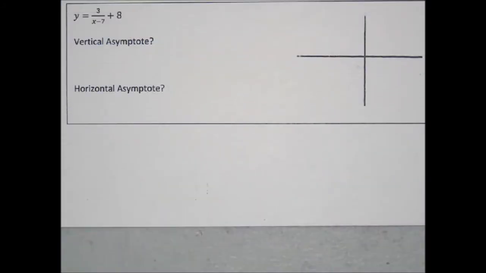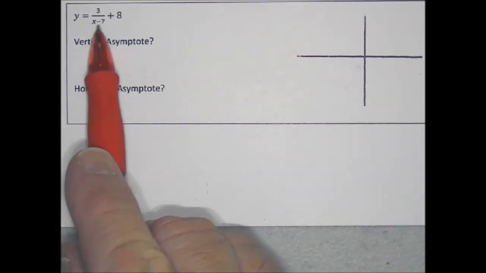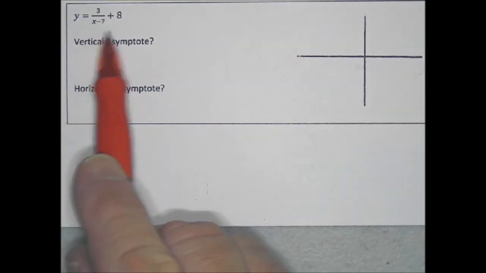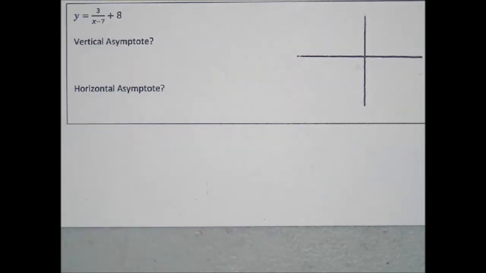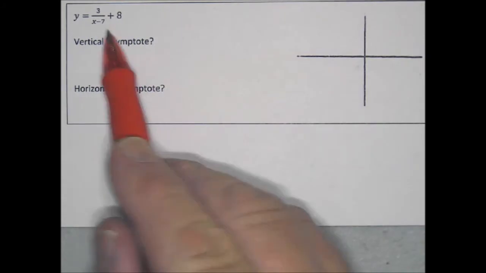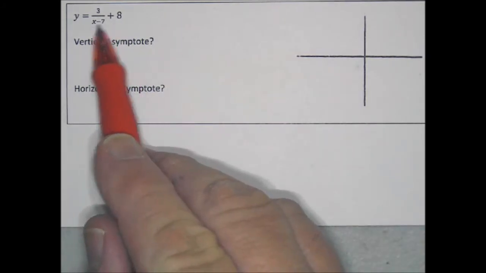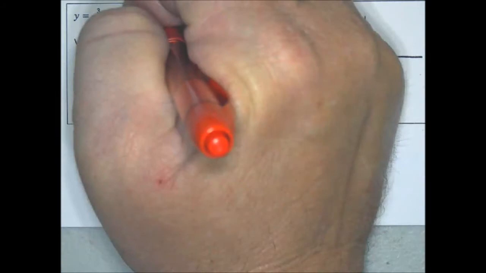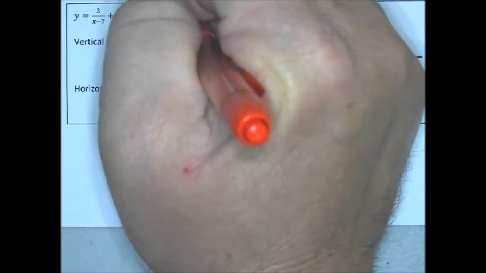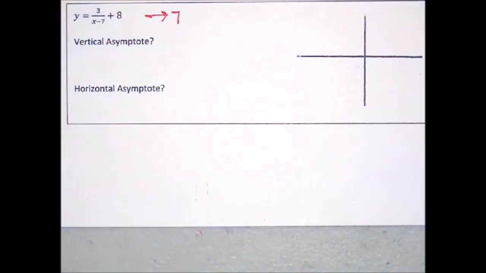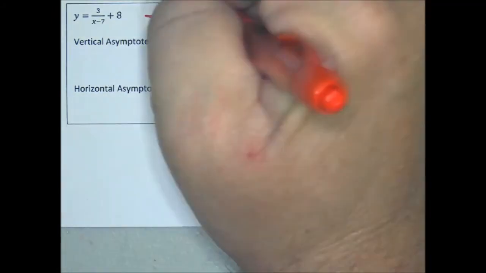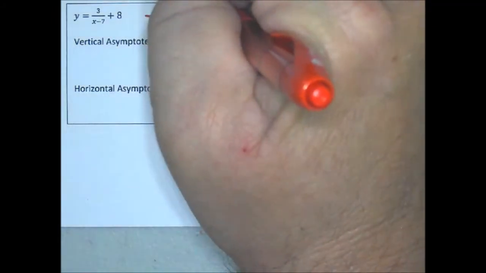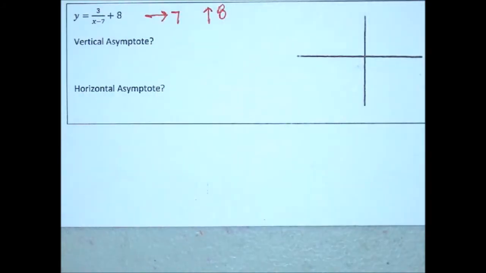Since we're on the topic of asymptotes, let's explore the asymptotes of this function: y equals 3 over x minus 7, plus 8. I've gone ahead and drawn the x and the y-axis. Now those are not the asymptotes because we have to take into consideration the shift. Now x minus 7 means go to the right 7 units. And then the plus 8 at the end of the equation means go up 8 units.